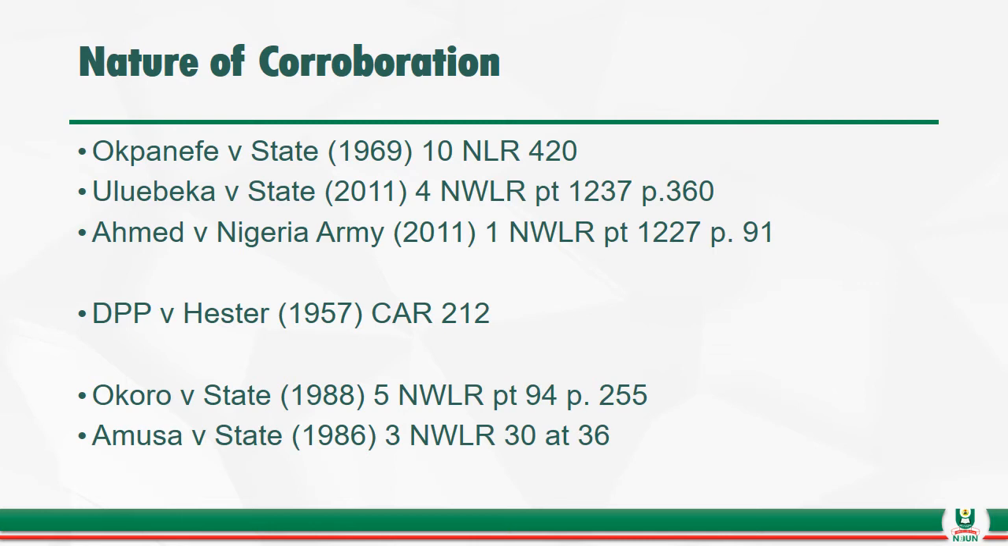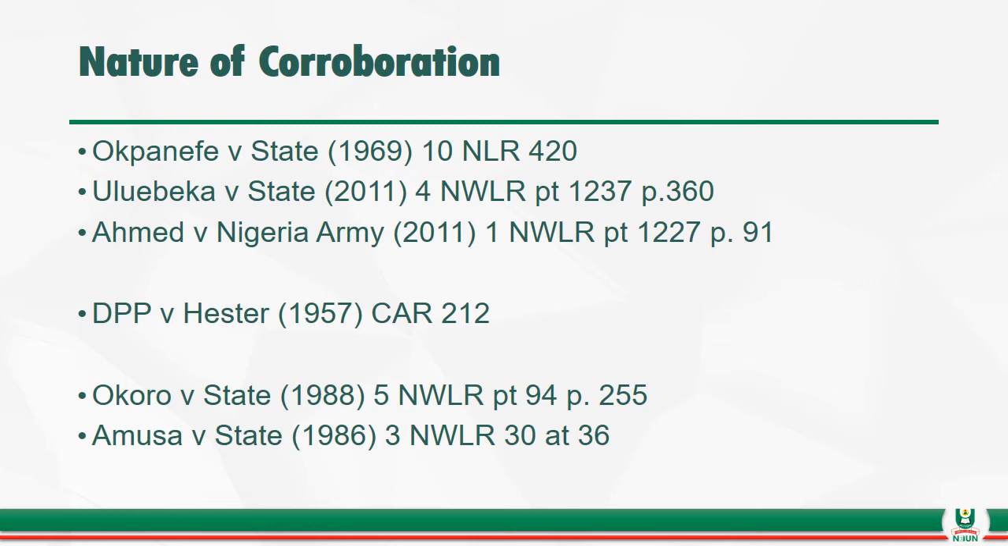Now, we have stated that as a general rule, evidence of one person can ground a conviction where corroboration is not required. All that the court wants is evidence that is reliable, of the highest probative value, relevant and admissible; the court can convict on such evidence.